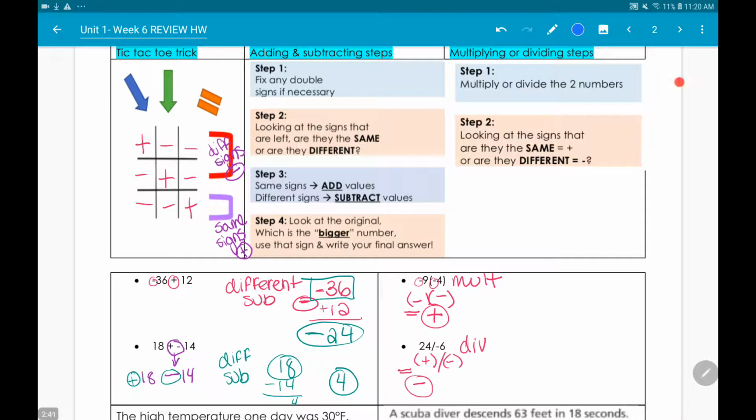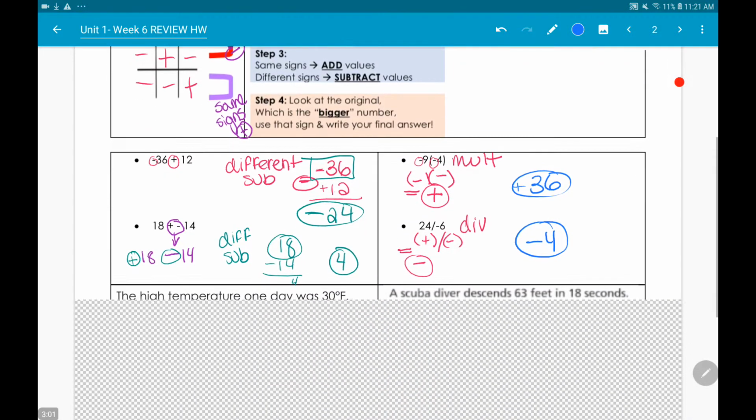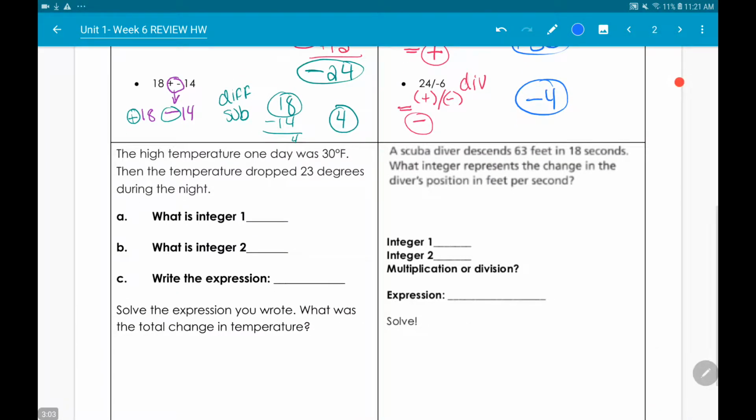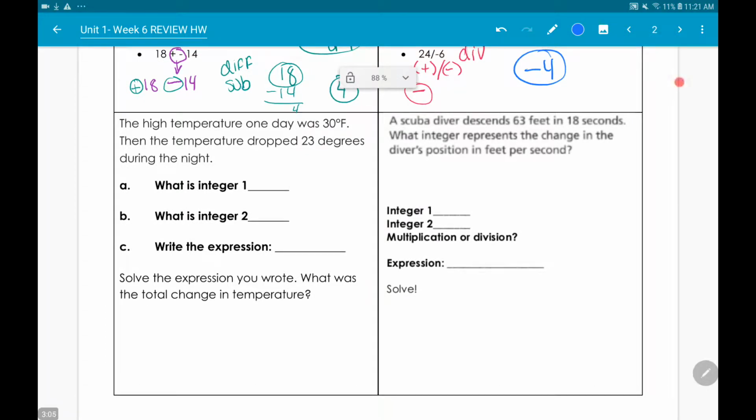So let's figure out what the number is. 9 times 4 is 36, and we already said it's going to be positive. And then 24 divided by 6 is 4, and we said it was going to be negative. Now, for this part of the test, you will not be allowed to use the calculator, so make sure you are practicing your multiplication and adding and subtracting.